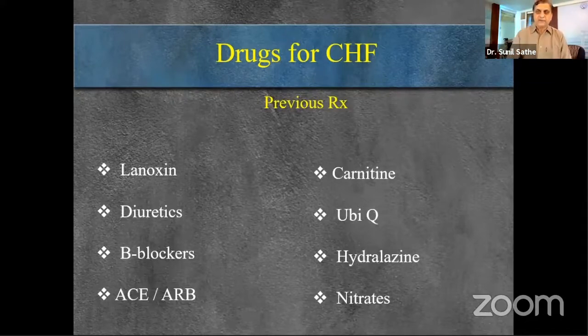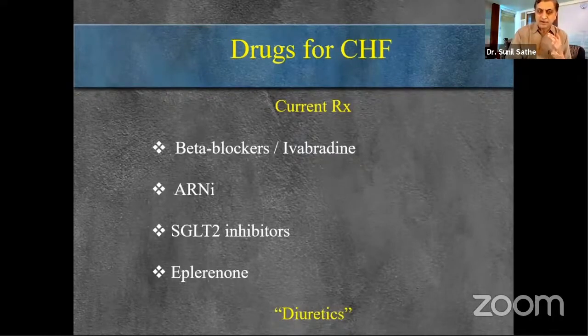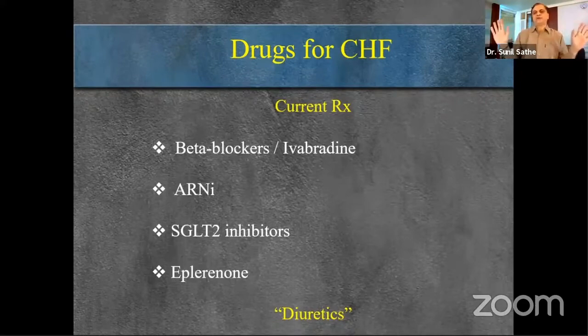Today, the prescription for congestive heart failure should basically have first only 4: beta blockers, plus minus ivabradine for tachycardia optimization, ARNI, SGLT2 inhibitors, and eplerenone. So 4 pillars, a must. So there is no question.